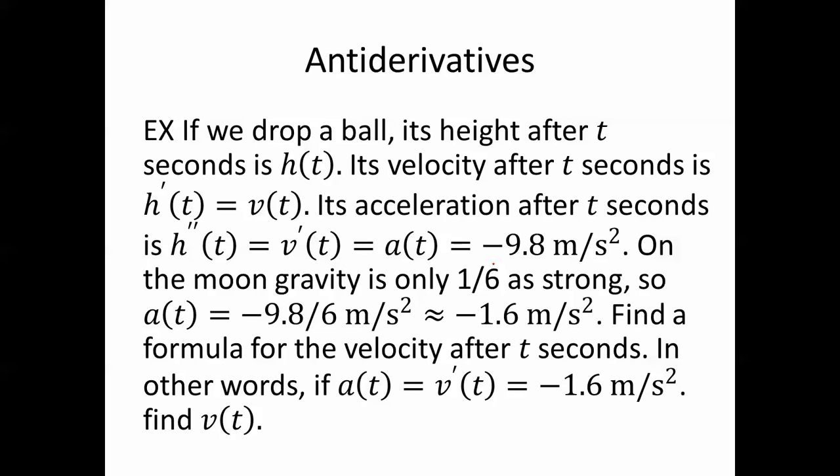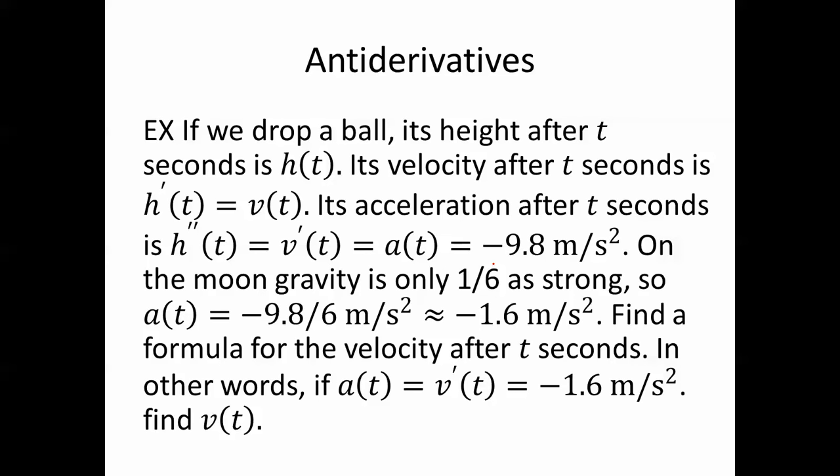On the Moon, gravity is only 1/6 as strong, so a of t is negative 9.8 divided by 6, in other words, negative 1.6 meters per second squared. In other words, the acceleration due to gravity on the Moon is weaker because the Moon is smaller, it's less massive. Find a formula for the velocity after t seconds. In other words, if a of t, which is v prime of t, equals negative 1.6 meters per second squared, find v of t. Again, we're talking about velocity on the Moon.